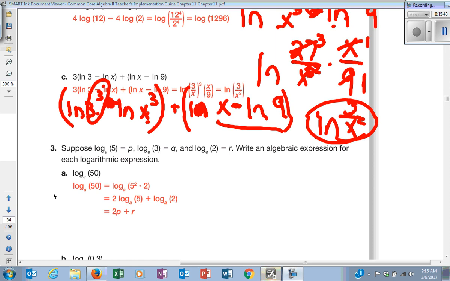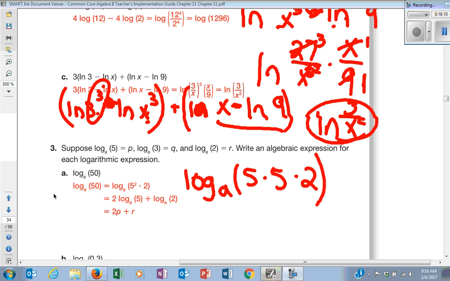So if I was doing this problem, I take the 50 and I want to rewrite it using 5s, 2s, and 3s. And so what they do is they say, hey, you can break a 50 up into a log base A, and what you can make 50 is 5 times 5 times 2, because 5 times 5 is 25 times 2 is 50. So again, remember, I rewrote, this is really 50, so I haven't changed how much this value is, I just changed the way it looks.